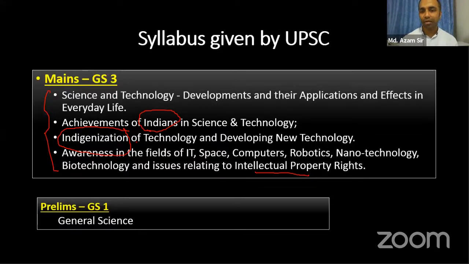Now, having seen this syllabus, it is not very clear what type of questions would be asked. So in order to have better clarity, we'll actually see the question paper and then formulate a strategy. In prelims, there is just a one-liner: general science and technology. That's it. General science would have physics, chemistry, biology, and technology also. So if you are not a science student, if you haven't studied physics, chemistry, or biology way back in your graduation, you don't need to worry about this.